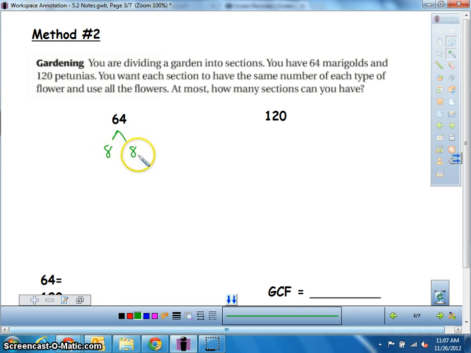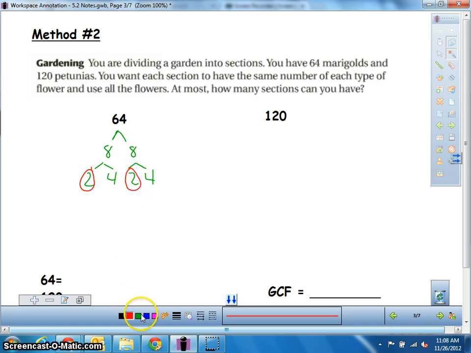Both of these are not prime, they're composite, so that means when it's composite, they each get a twig. So what times what equals 8? Well, I know I can do 2 times 4 is 8, and I can do 2 times 4 here. I now have a couple prime numbers. 2's are a prime number, so I'm going to circle them. That means they're dead ends.